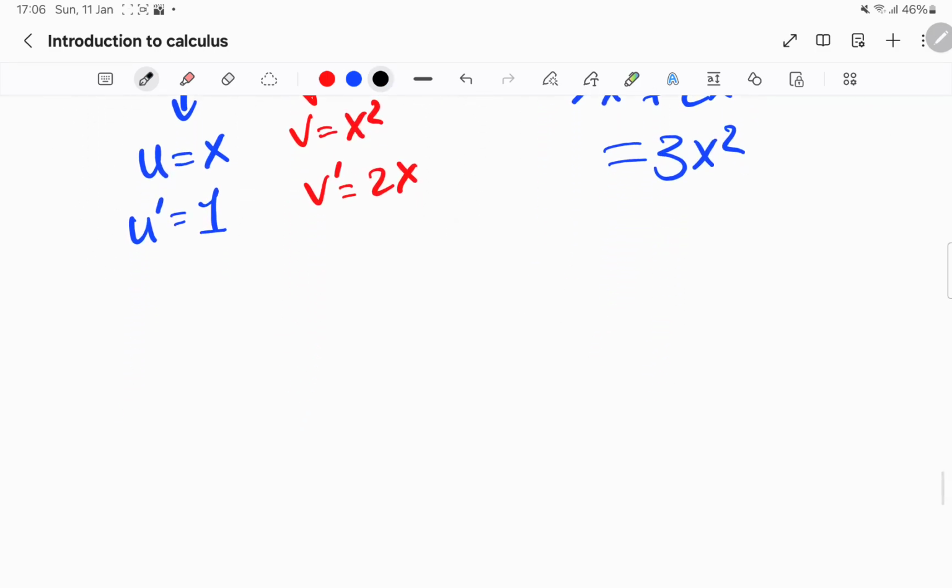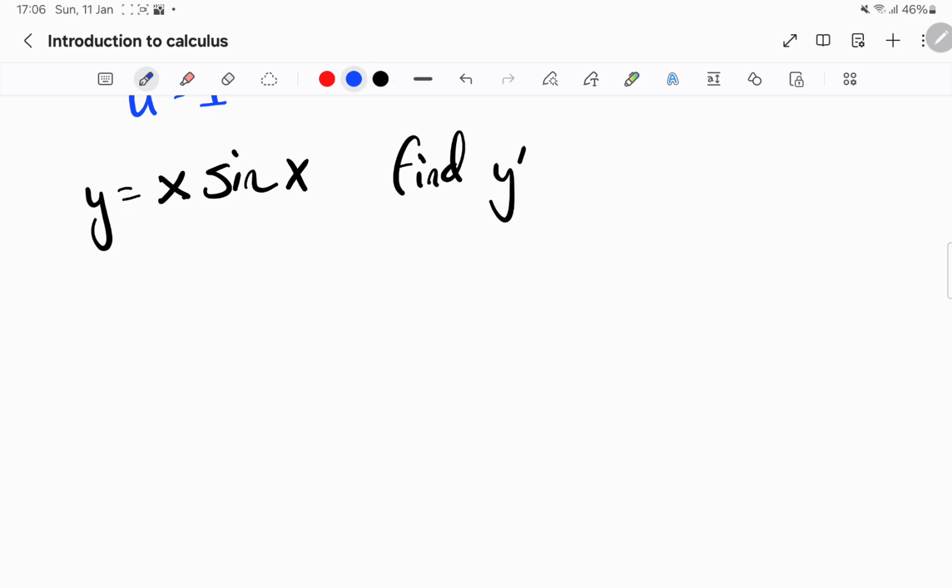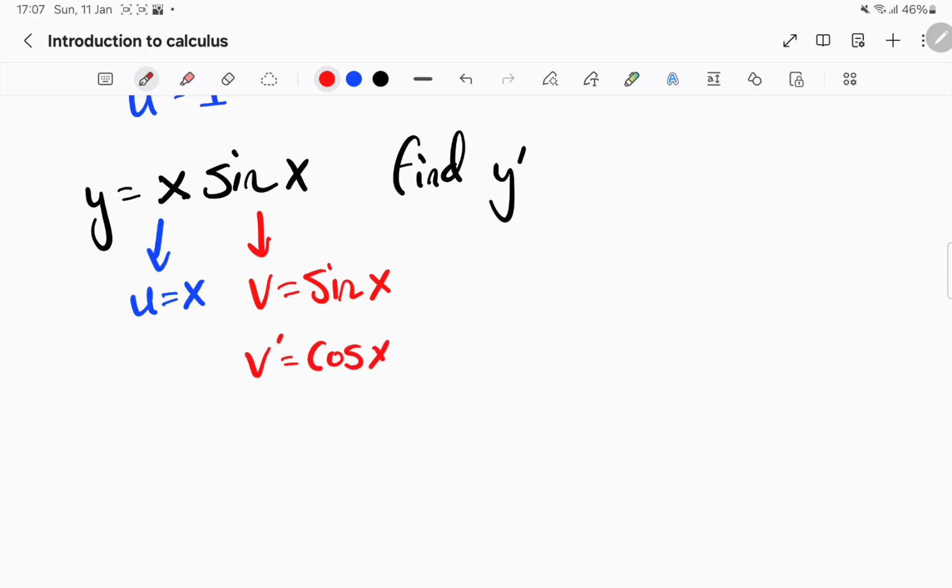On to example number 2. We have y is equal to x sine x. Find y prime. We're going to take x as u and sine x as v. V prime would be cosine x and u prime would be 1.